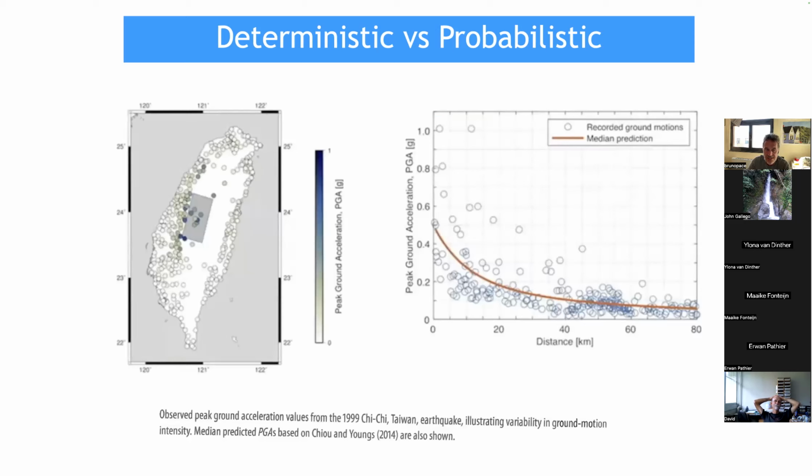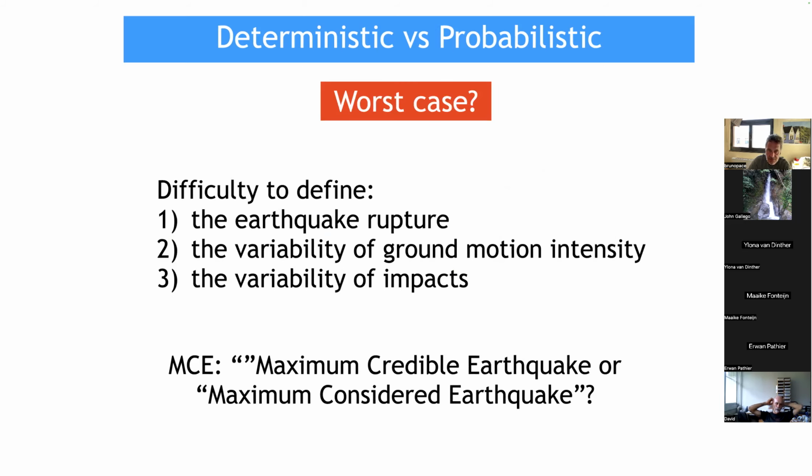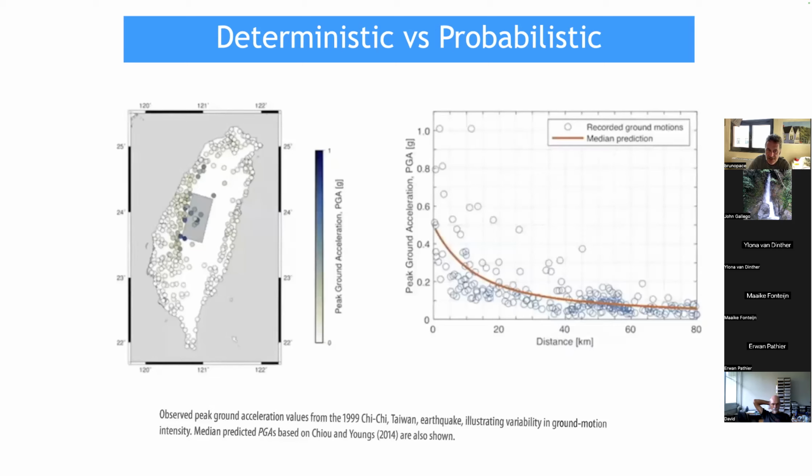How large the impact of this decision and these uncertainties is, we can see just by looking earthquake by earthquake at what's happening, in particular if we concentrate on the variability of ground motion intensity. Here we have the example of the 1999 earthquake in Taiwan, and we can see the recorded ground motion. Here we are lucky to have so many stations that recorded the ground motion.